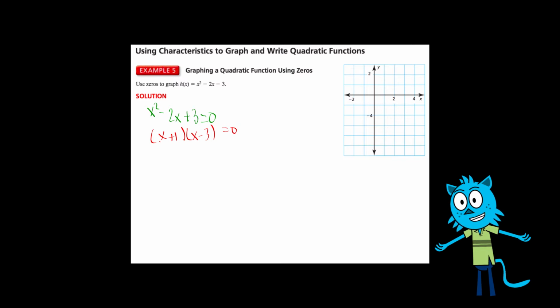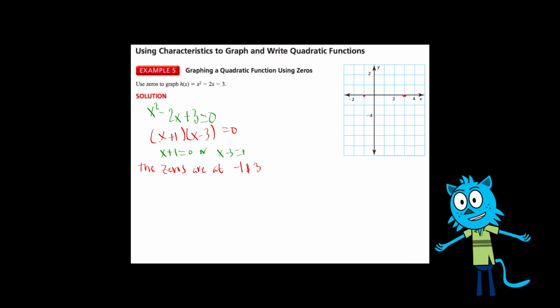Still, it's set equal to 0. Now let's set each of these terms equal to 0 and solve. So it means our zeros of the function, where this graph is going to cross the x-axis, are at -1 and 3. So let's go ahead and plot those on the x-axis.